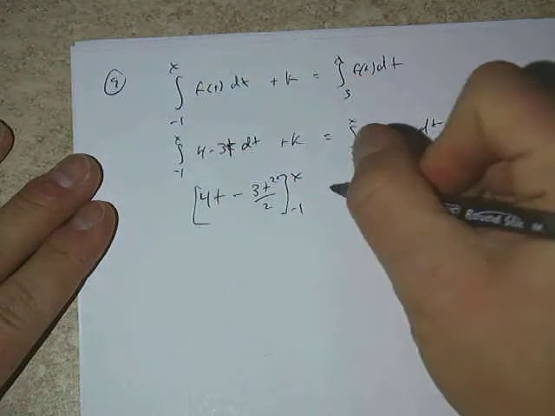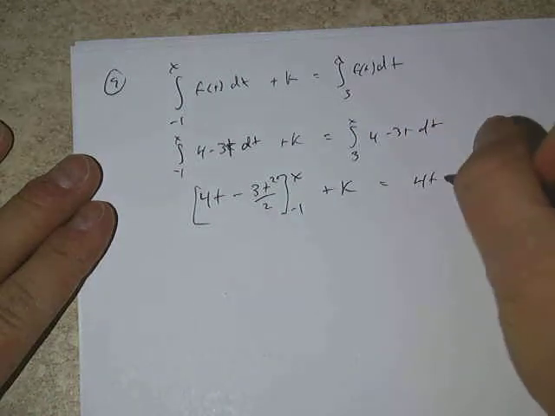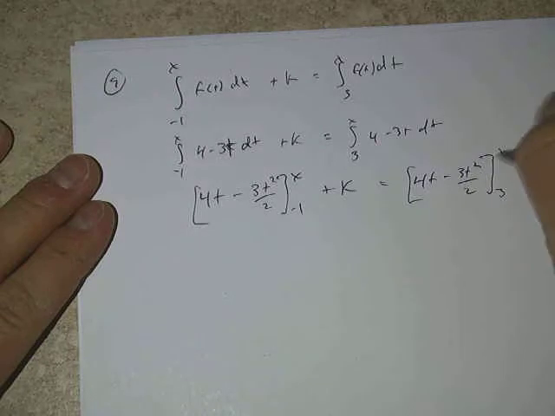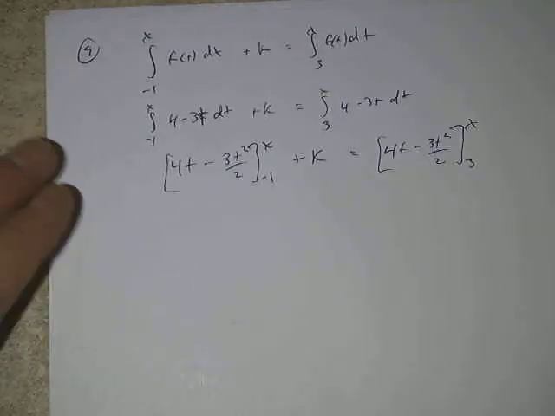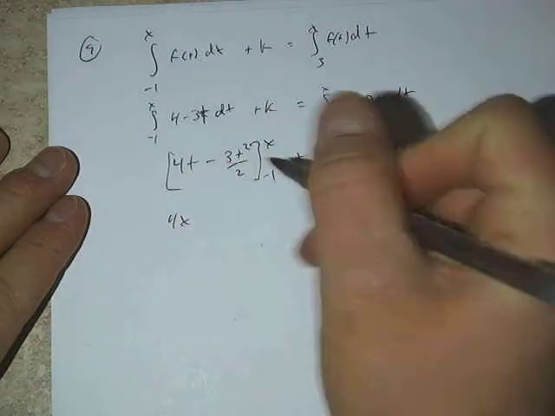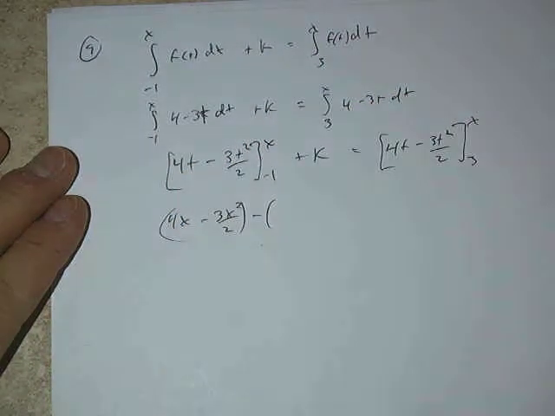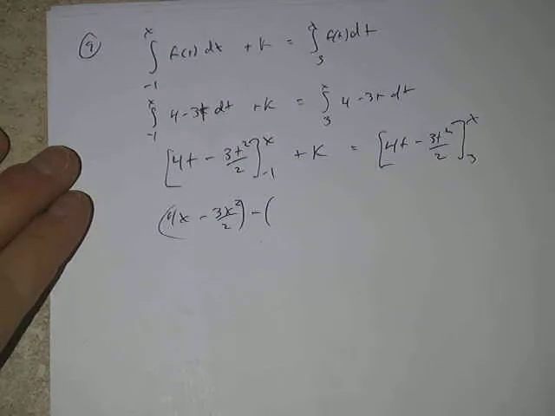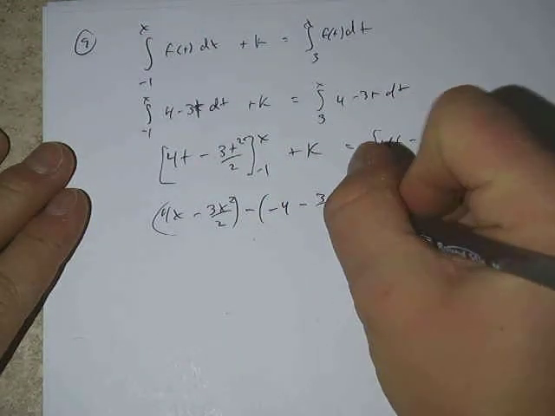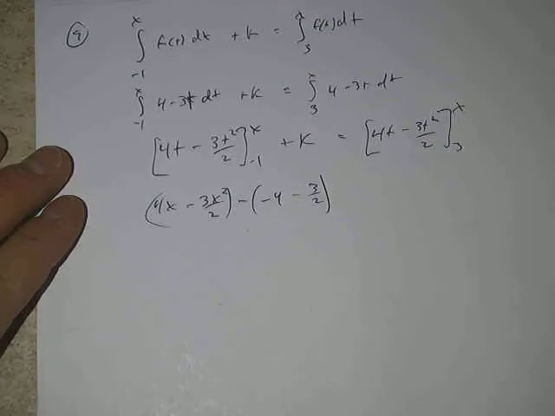From negative 1 to x plus k, keep in mind. And then on this side, same deal, 4t minus 3t squared over 2, from 3 to x. Right? So if we plug in an x here, let's see what happens. If we plug in x, we're going to get 4x minus 3x squared over 2 minus, and if we put a negative 1 into that, we're going to get negative 4 minus 3 halves. The square root of the negative 1, we'll get 1 plus k.